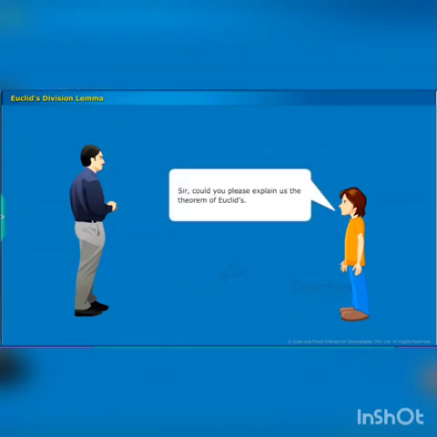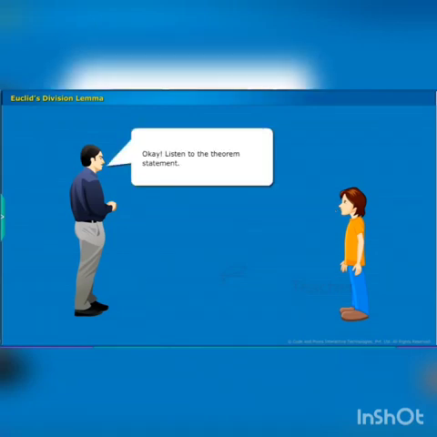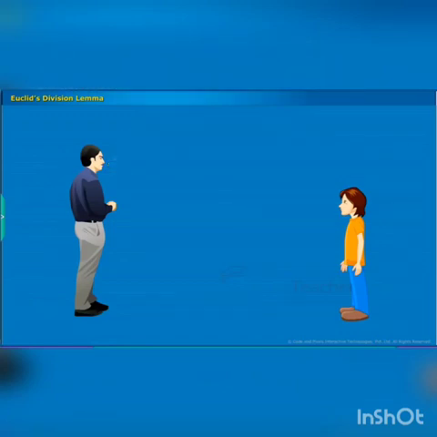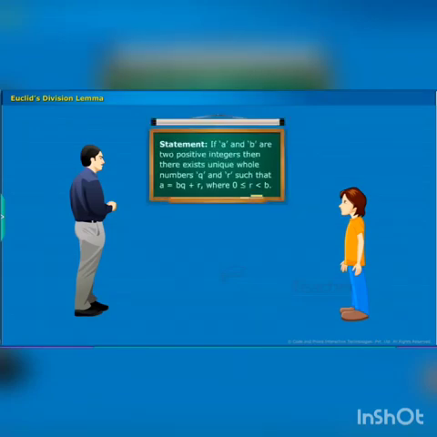Sir, could you please explain to us the theorem of Euclid? Okay, listen to the theorem statement. Now, let us know the theorem on Euclid's division lemma. Statement: if a and b are two positive integers, then there exist unique whole numbers q and r, such that a is equal to bq plus r, where 0 is less than or equal to r, which is less than b.